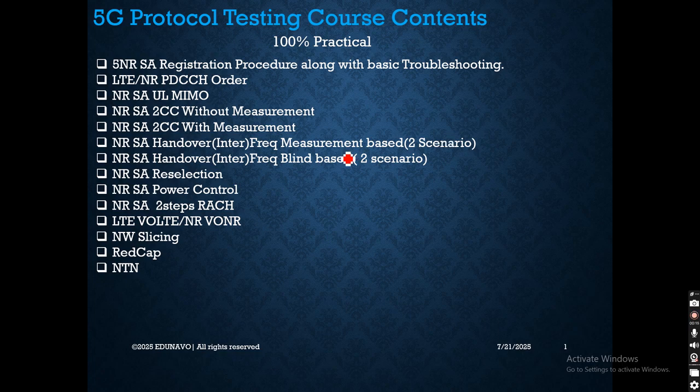First, we'll start with the 5G protocol testing course contents, and then we will move one by one through all the features. This course is 100% practicals. I will cover the concepts of each feature, and then we'll move on to the configuration, the lab setup, and then the log part, where we will validate each and every feature. I will demonstrate how you can validate it, and also how you can troubleshoot in case any issue comes. Right? So let's first go through the course contents.